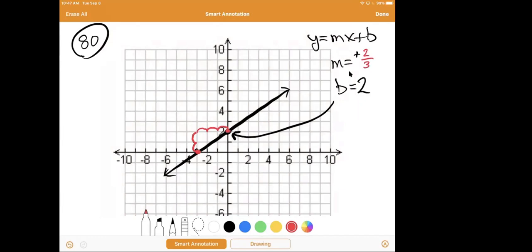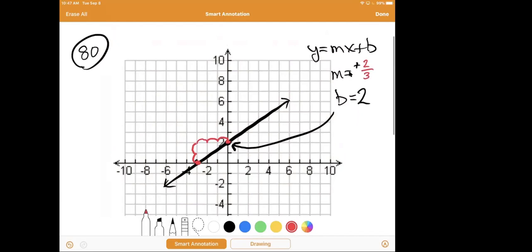So when you rewrite the equation, it would be y equals 2/3 x plus 2. That's the equation of that line. And you found it by identifying the y-intercept and then identifying the slope. Any questions about that?